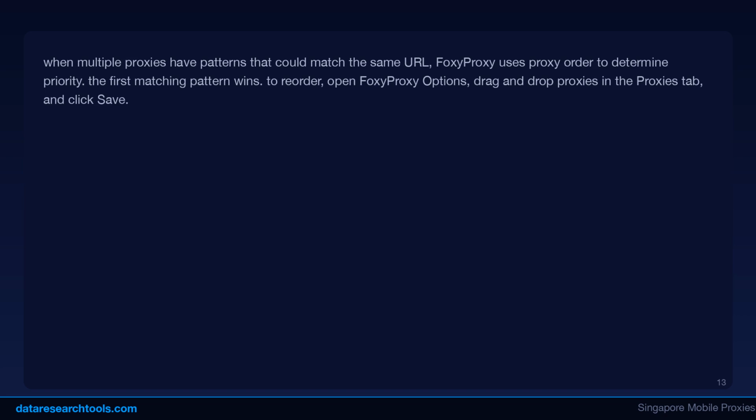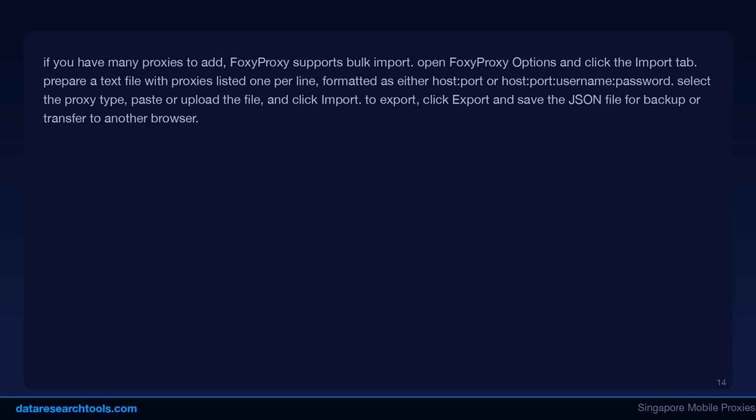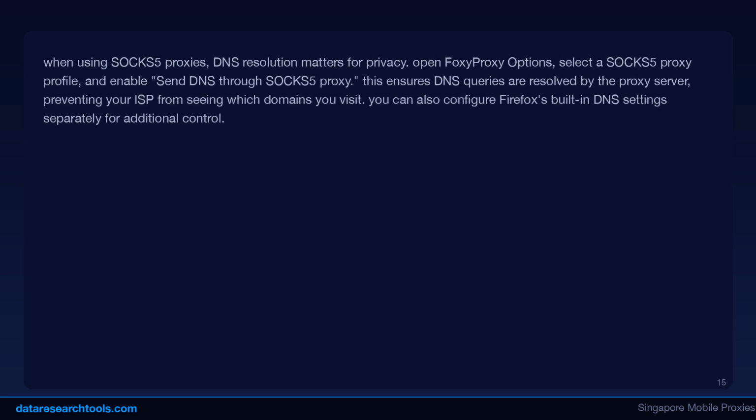If you have many proxies to add, FoxyProxy supports bulk import. Open FoxyProxy Options and click the Import tab. Prepare a text file with proxies listed one per line, formatted as host:port. Select the proxy type, paste or upload the file, and click Import. To export, click Export and save the JSON file for backup or transfer to another browser.